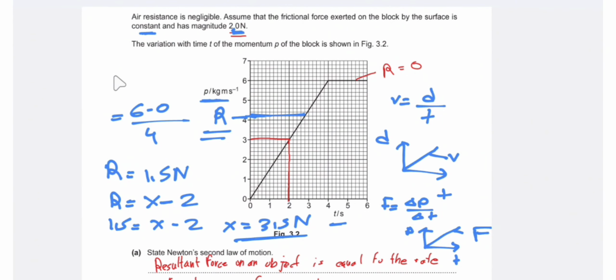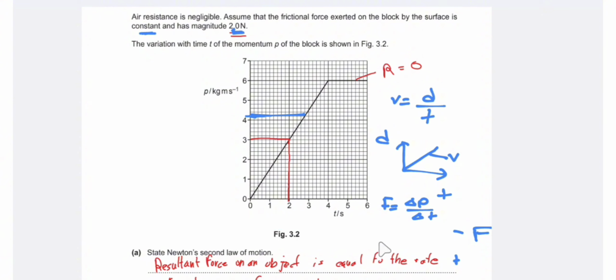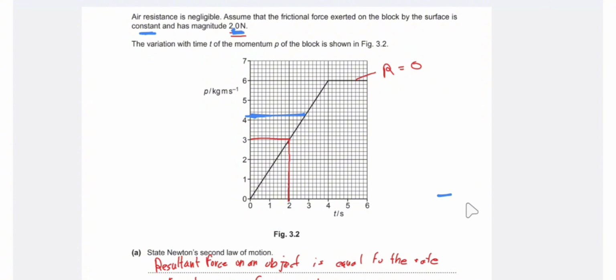Then moving forward, that is for the next part. So let me erase this. Now here we can see that the gradient of momentum time graph is a straight, horizontal line. So the gradient is 0, and so the resultant force is also 0.